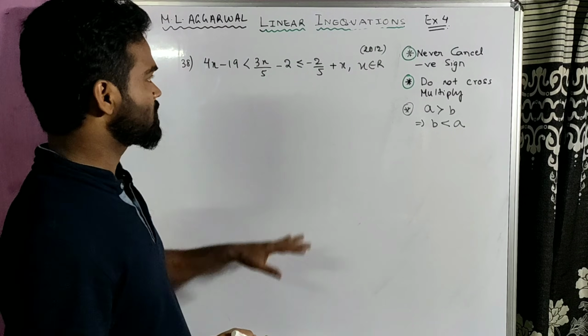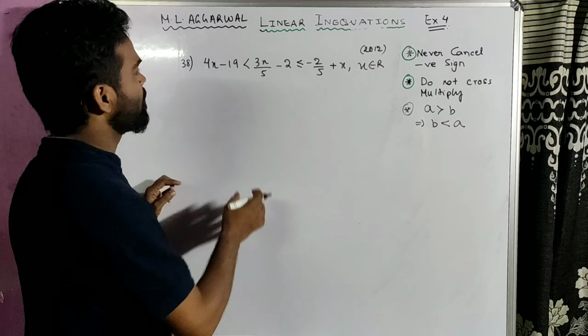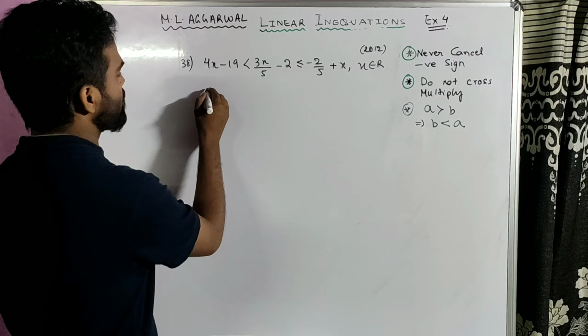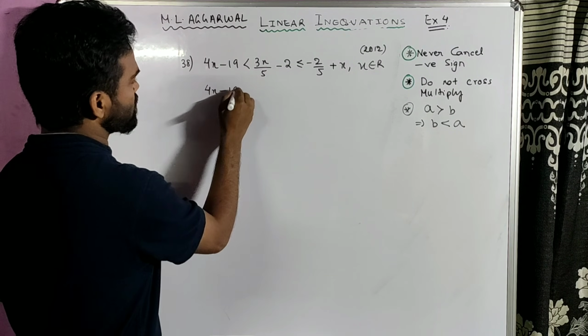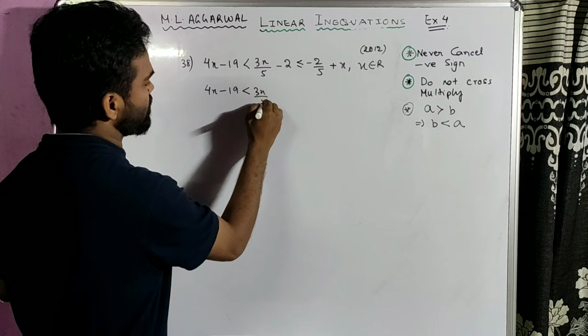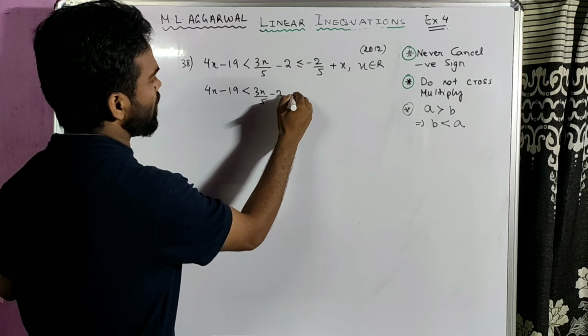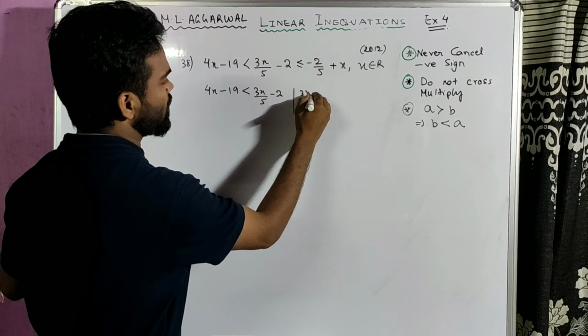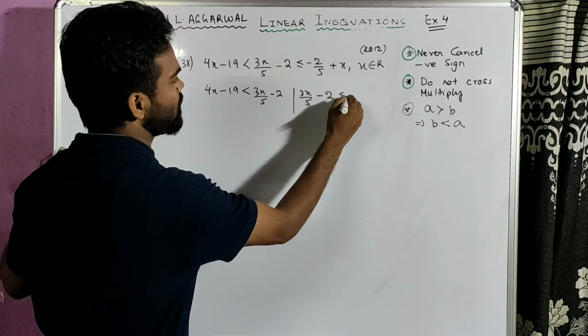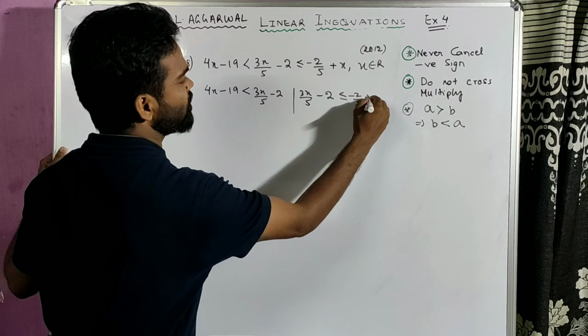Now look at this sum. This came in 2012 ICSE. Now again there are two inequations. 4x minus 90 less than or equal to 3x by 5 minus 2. And the next is 3x by 5 minus 2 less than or equal to minus 2 by 5 plus x.